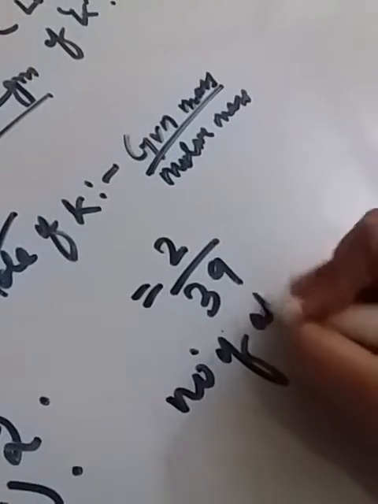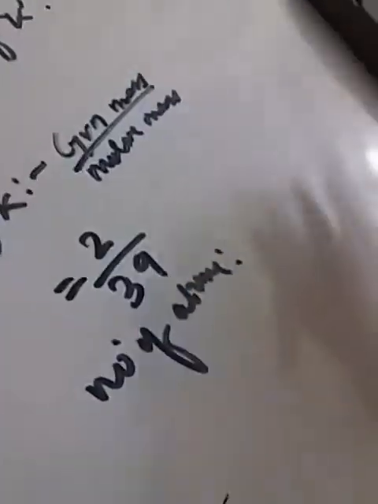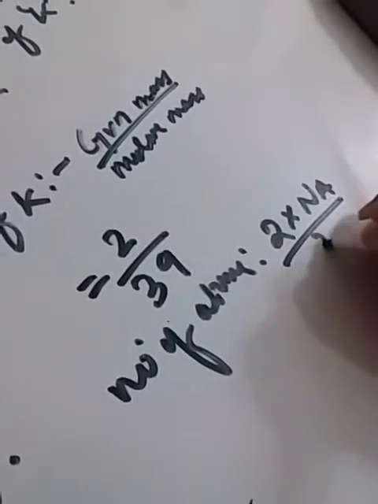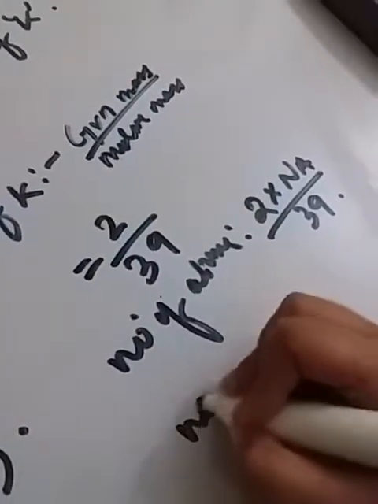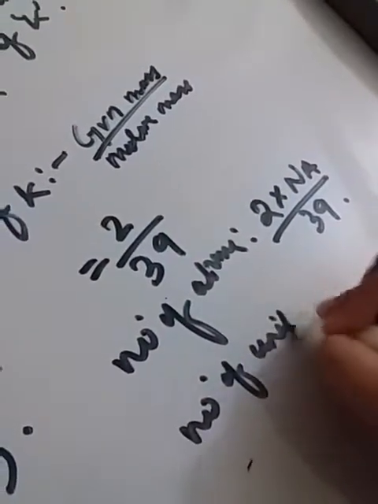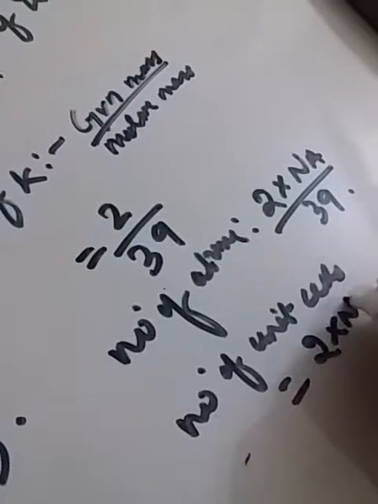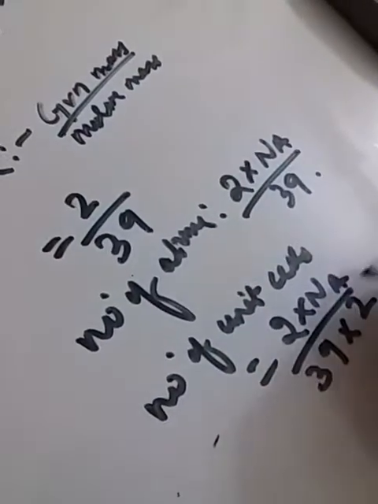The number of atoms in K will be 2 into Na by 39. So number of unit cells in 2 gram will be 2 into Na by 39 into 2, the given gram.